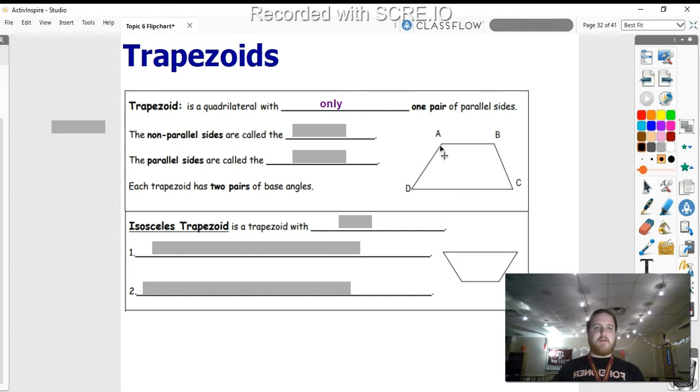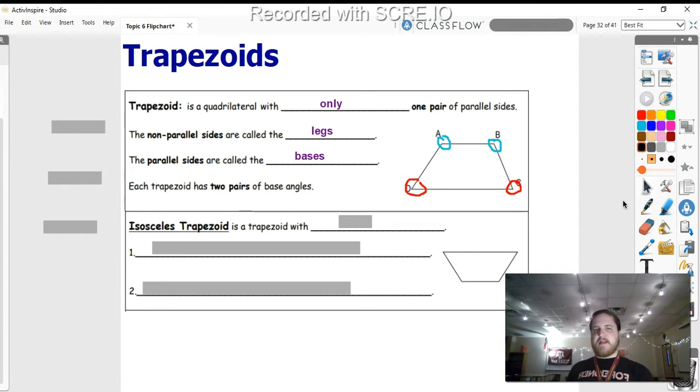All right. So, you've always got one set of parallel sides like that, and the other two sides are not parallel. Those non-parallel sides are called the legs of the trapezoid, and the parallel sides are called the bases. Each trapezoid has two pairs of base angles. What that means is exactly what it sounds like. The base angles are where the leg meets the base. So C and D, those together would be one pair of base angles, and A and B would be the other pair of base angles.